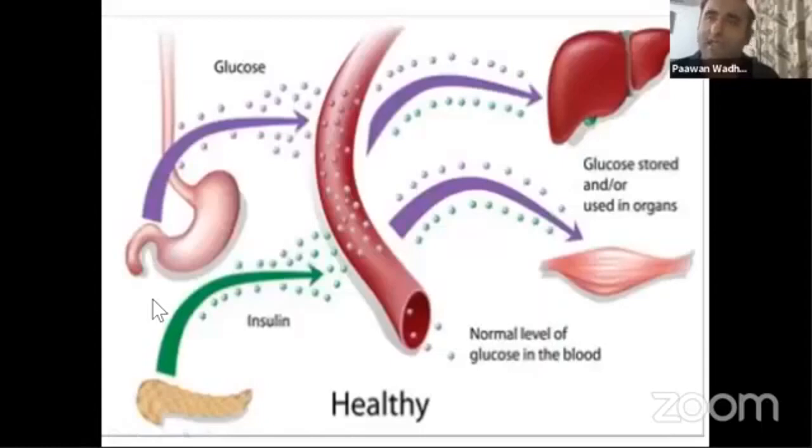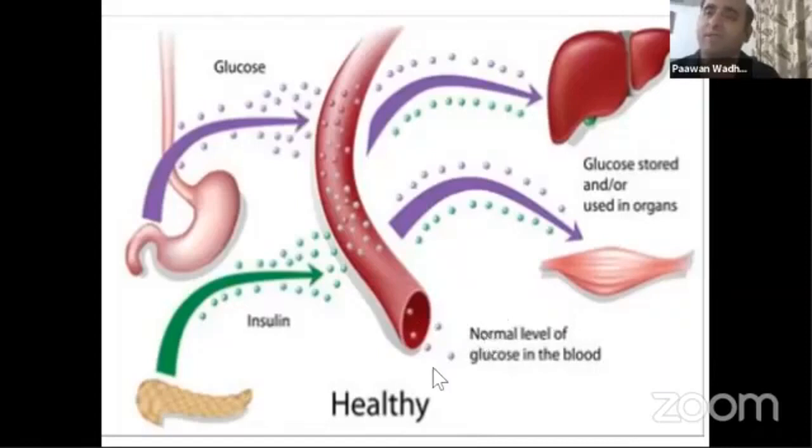Now, what does a healthy person do? He eats food containing glucose, and in response to that, the pancreas produces insulin. So the person is eating glucose and the body is producing insulin. Because of the insulin, this glucose goes into our body tissues like muscles and the liver. So the net result is that we have very little sugar in our blood. This is the normal level of glucose in the blood.